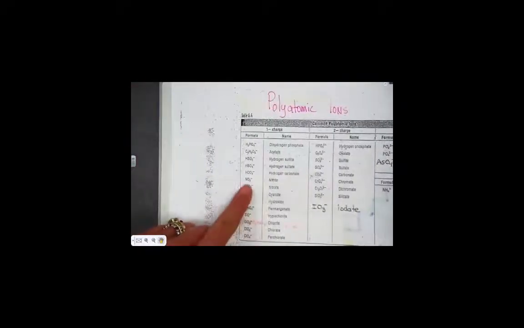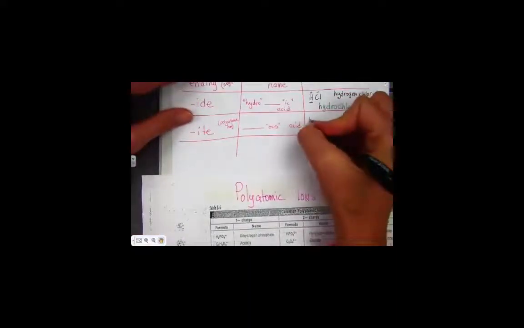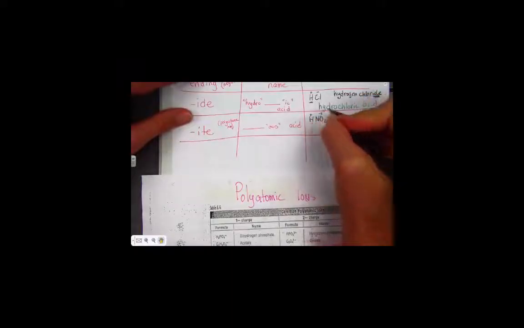Ite turns to us. Let's model. Let's just grab the first one I had said earlier: nitrite, NO2 carrying a -1 charge. Acids always start with a hydrogen. NO2 is a polyatomic ion. NO2 -1 is called nitrite.